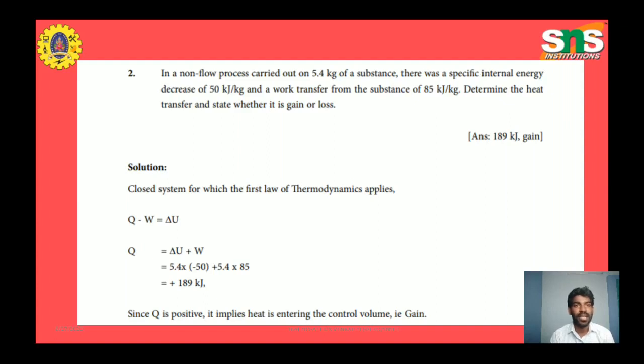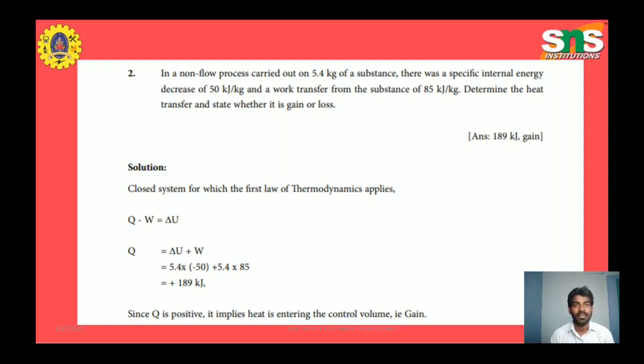From the given data, the mass is 5.4 kg, and there was a specific internal energy decrease, that is, del U of 50 kilojoule per kg. Here it indicates a decrease, so we give the negative value. So the change in internal energy is minus 50 kilojoule per kg, and the work transfer from the substance is 85 kilojoule per kg. So W is equal to 85 kilojoule per kg.